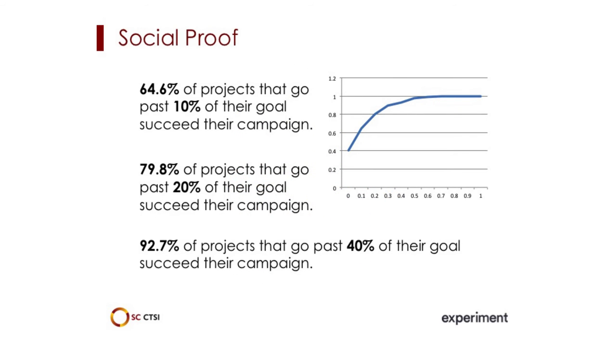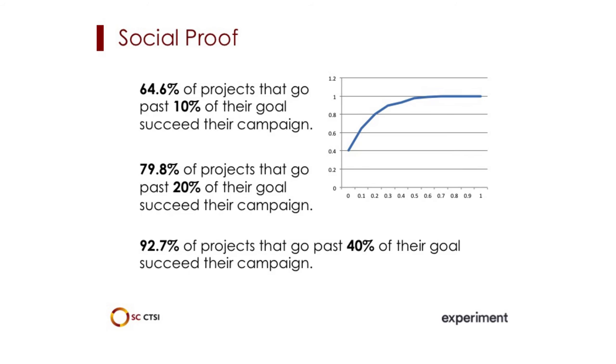Social proof. So this is something I just mentioned previously, is that your likelihood of success of being funded currently, just if you launch a project, is 40%. So in other words, 40% of the projects that launch on Experiment ultimately succeed. That means 60% don't succeed. But you'll see that your likelihood of success goes up a lot with every milestone that you reach.